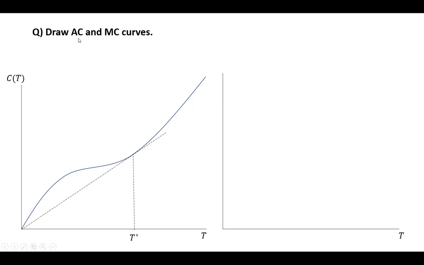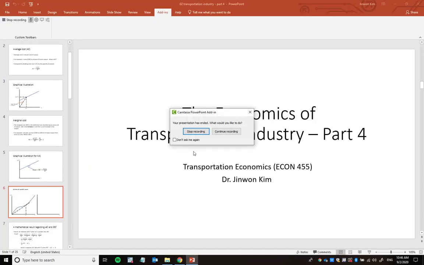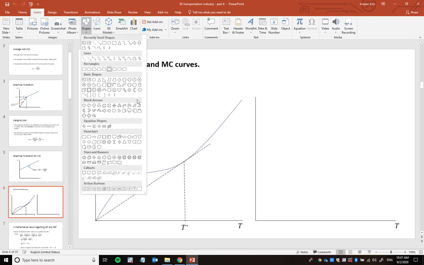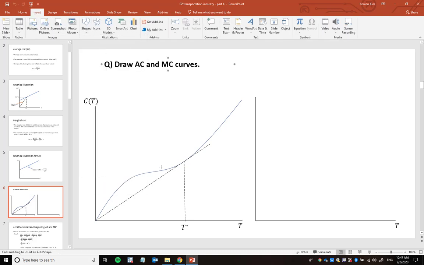So can you draw the average cost and marginal cost curves when the total cost curve is this shape? You can do that, but let's do it together. The first thing we can see here is the marginal cost. Let's first look at the marginal cost.